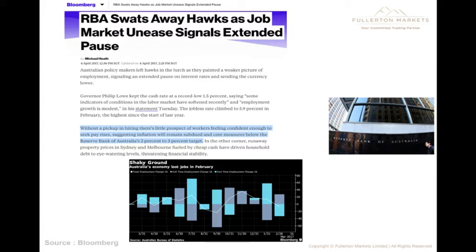So with this, the market is expecting the RBA to maintain their interest rate for quite some time, at least for this year for now. That explains why there's a selling off in the Aussie dollar after their central bank statement.